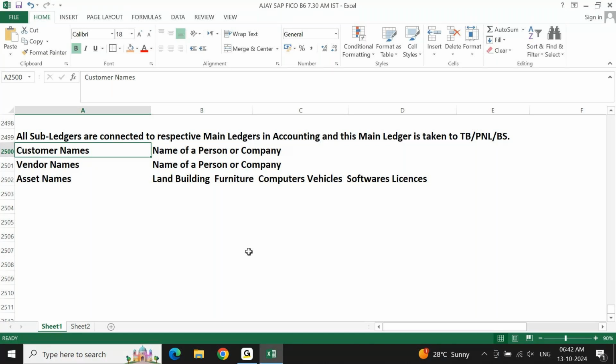Asset means fixed asset, part of predefined categorizations which are provided by accounting. Everywhere, every company, these are the standard rules. Land and building, plant and machinery and all.